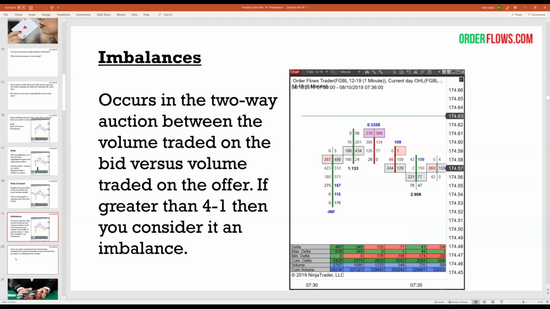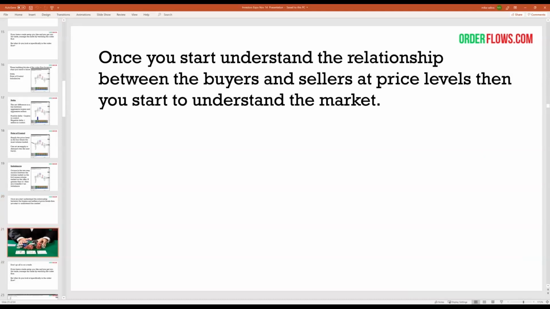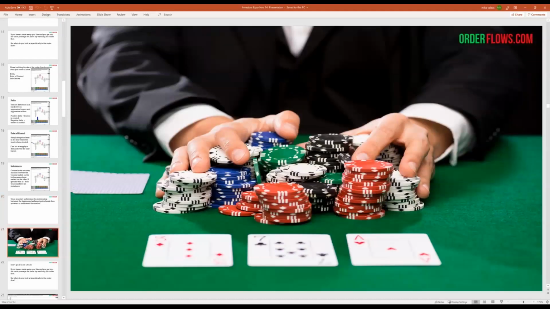Those are what imbalances are. And once you start understanding the relationships between the buyers and sellers at a price level, then you can understand the market better, right? Now, the problem with a lot of traders, again, this is why I was doing this presentation, is because I want you to understand you don't have to go all in on every single trade, right?